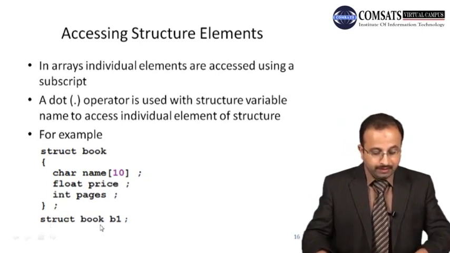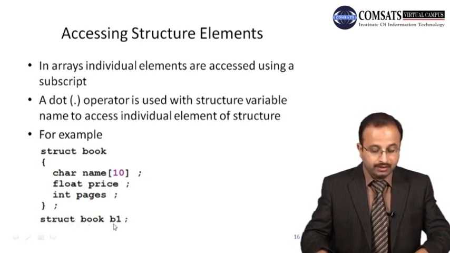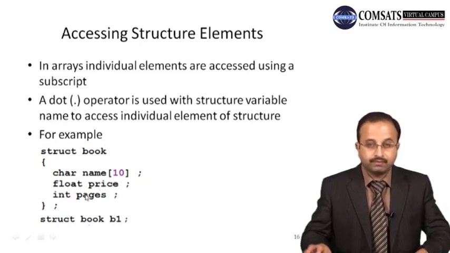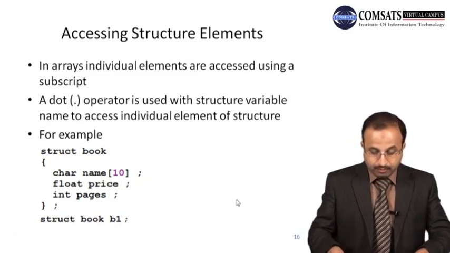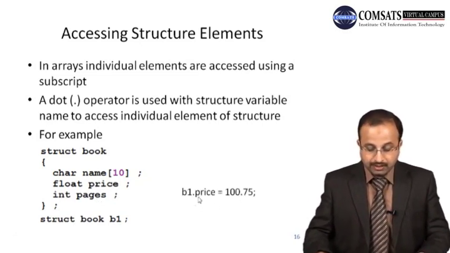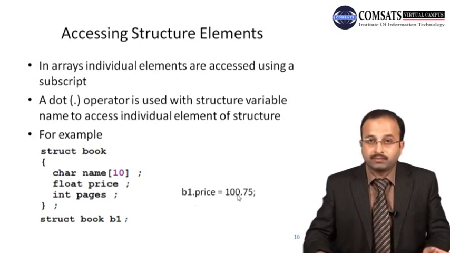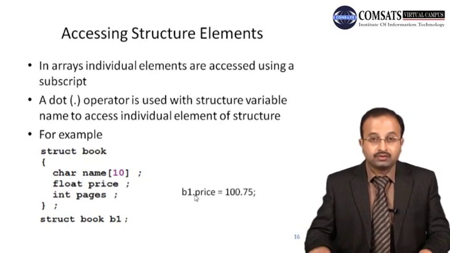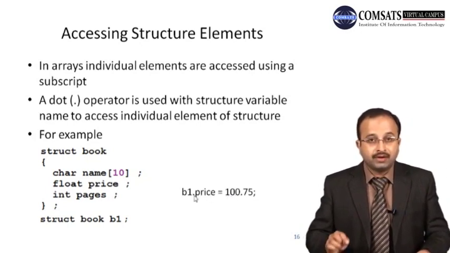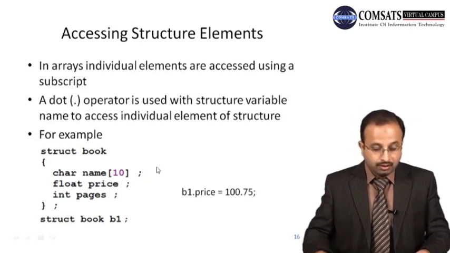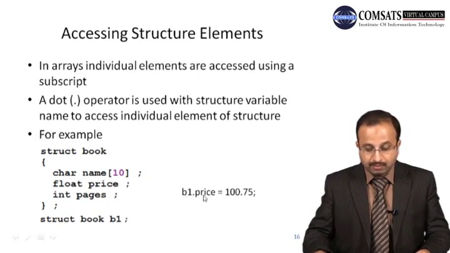So then we declare a variable b1 whose type is struct book. That means the memory allocated for b1 contains name 10 elements, price 4 bytes, pages 4 bytes. Okay, so we can assign the value like this: b1 dot price is equal to 100.75. This is a floating point value, and we can assign any floating point value to it. We can use the dot operator to access each individual element of that structure. A dot operator is used with the structure variable name to access an individual element of the structure.